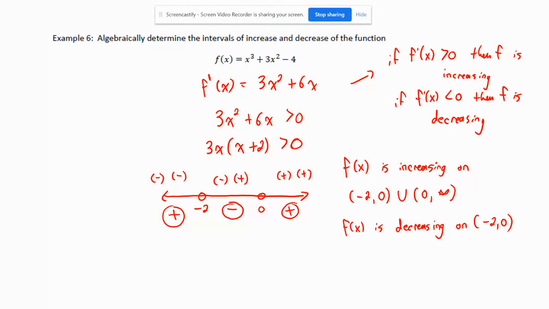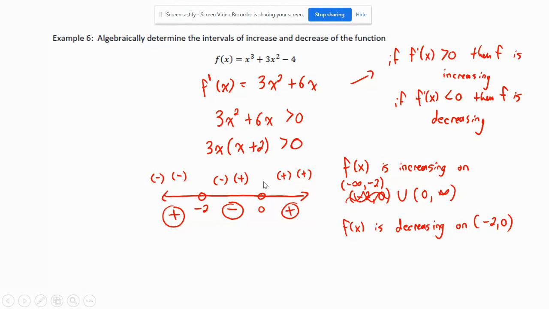Guys, I made a mistake here. f is increasing on negative infinity to negative 2. There we go, this is better. So negative infinity to negative 2, and then from 0 to infinity. And it's decreasing on negative 2 to 0. Okay, so that's how these work with the number line analysis here.